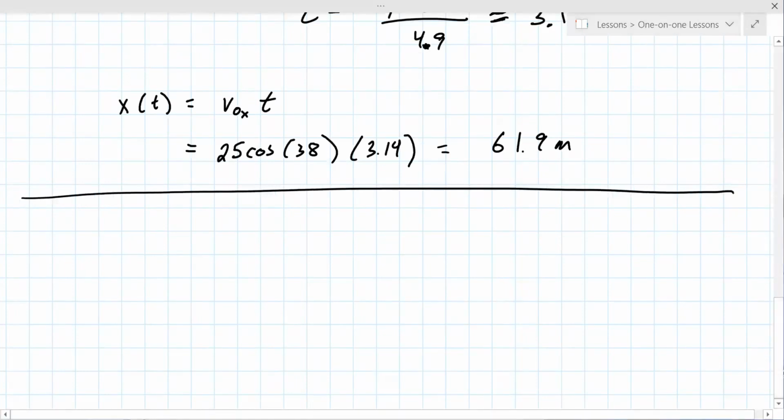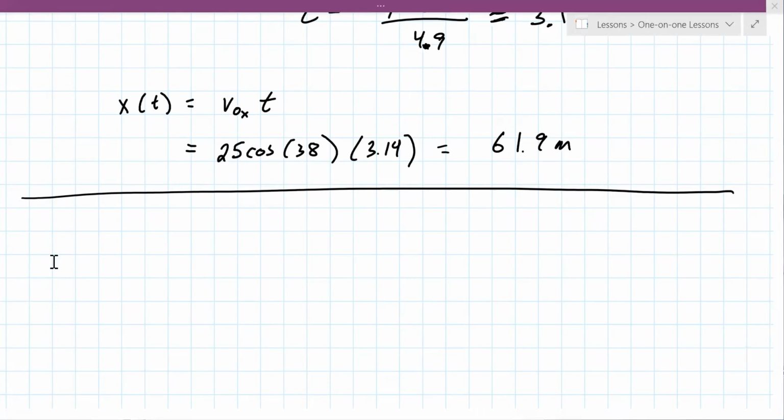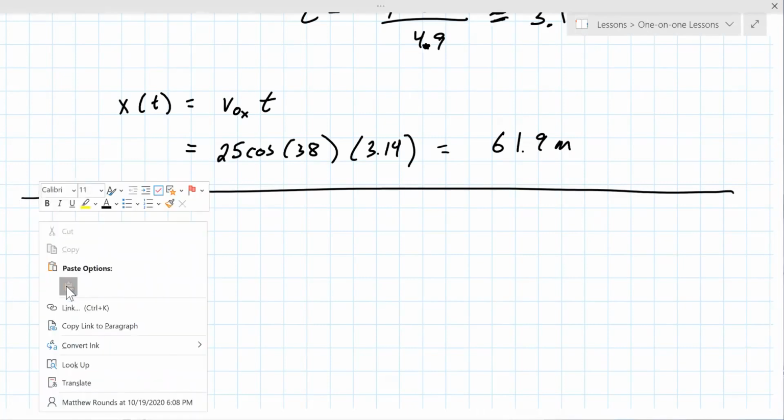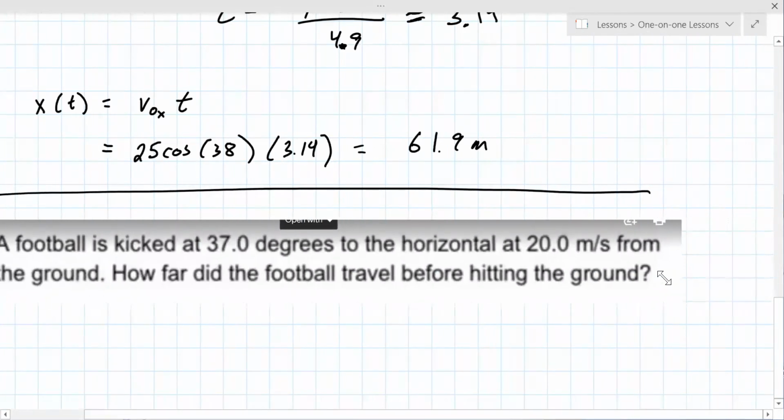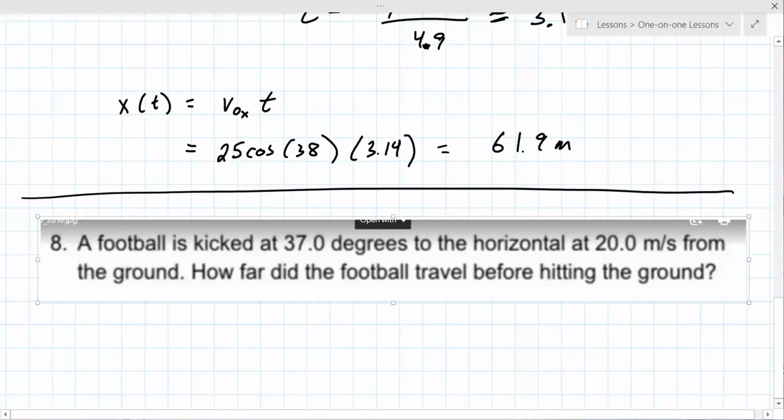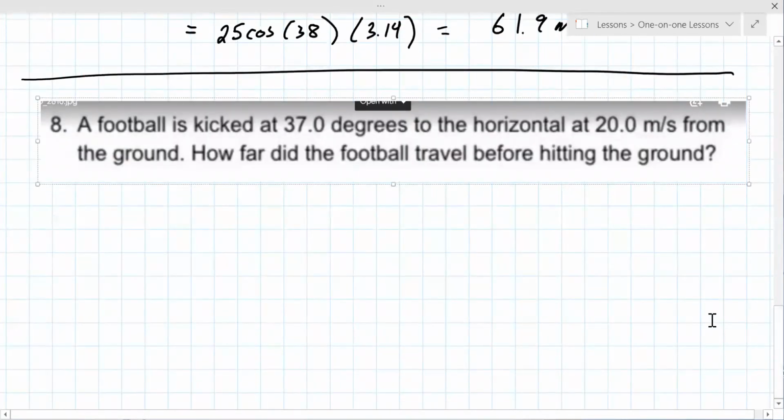What I'm going to do is copy in just the prompt, and each of the questions we're going to look at. We're going to get to all of them, obviously, but I want to set this up so you can see what this looks like: a question where they ask you everything they can possibly ask. So a football is kicked at 37 degrees to the horizontal, 20 meters from the ground. How far did the football travel before hitting the ground? There's also a bunch of other questions here, so let me try to describe what's happening.